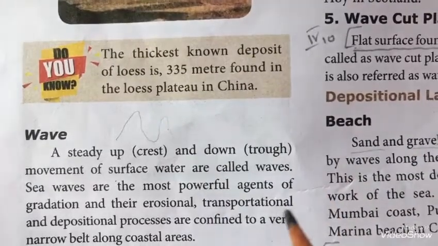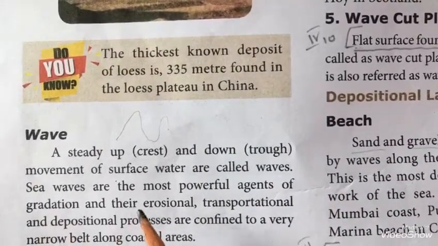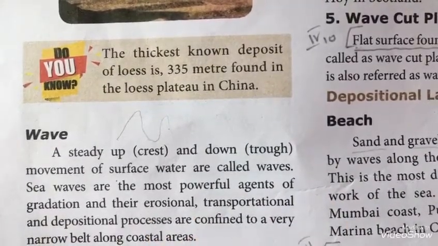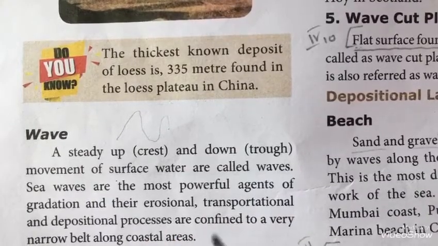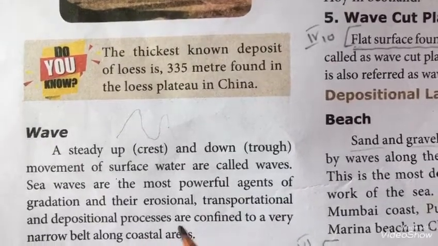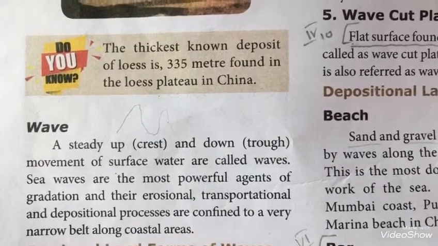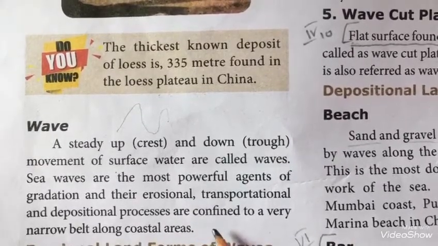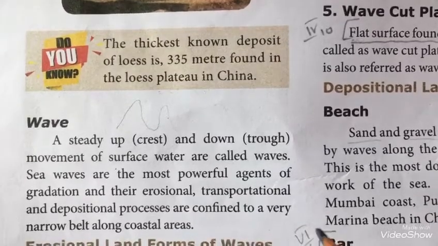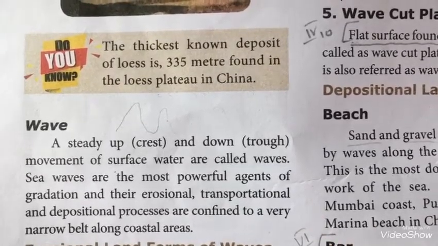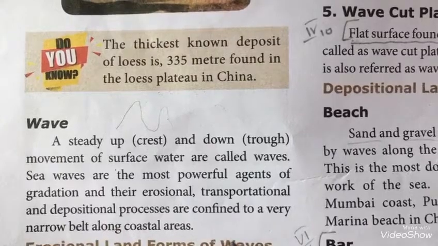The processes of sea waves are erosion, transportation and deposition. We can see this type of process only in the coastal areas. This is confined to a very narrow belt along coastal areas. The landforms created by the waves can be seen only in the coastal areas.